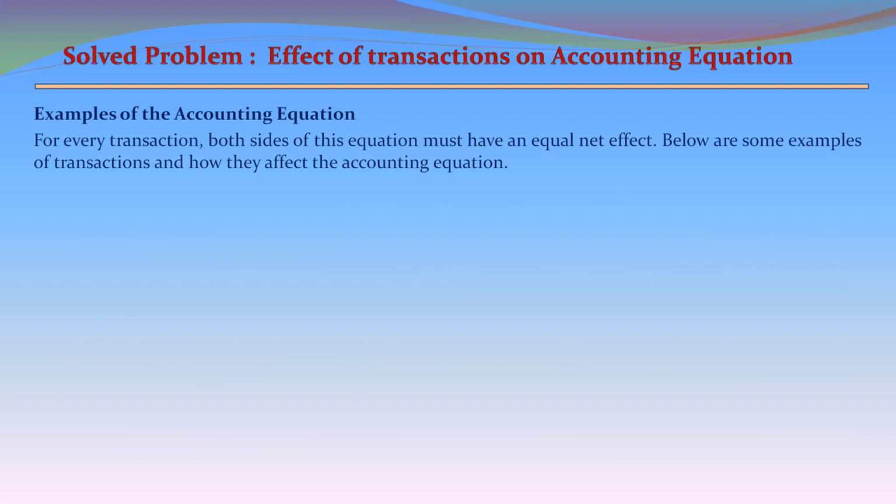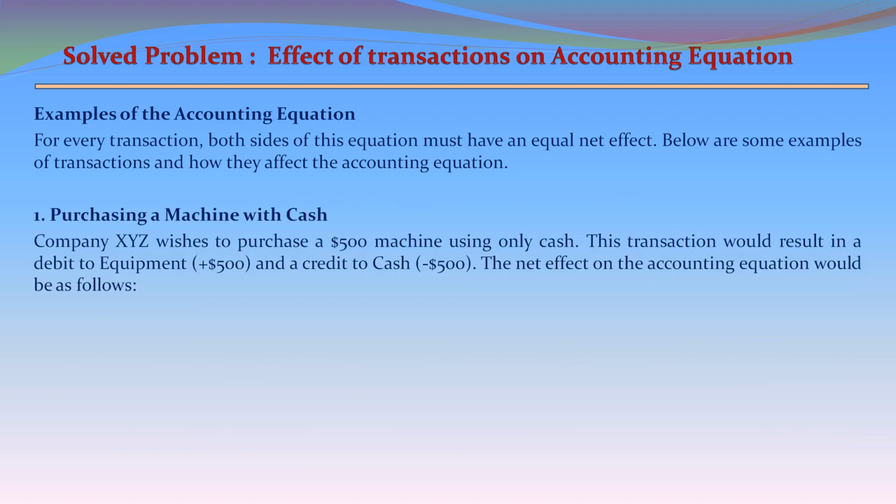Examples of the accounting equation. For every transaction, both sides of this equation must have an equal net effect. Below are some examples of transactions and how they affect the accounting equation. One: purchasing a machine with cash. Company XYZ wishes to purchase a $500 machine using only cash. This transaction would result in a debit to equipment $500 and credit to cash $500.